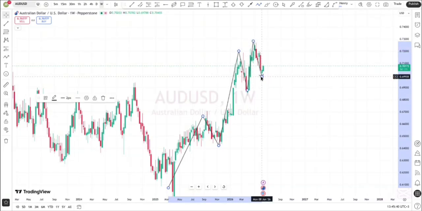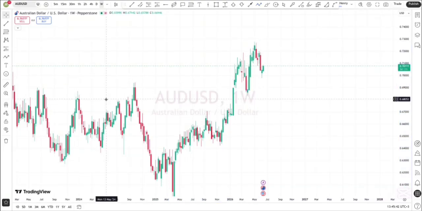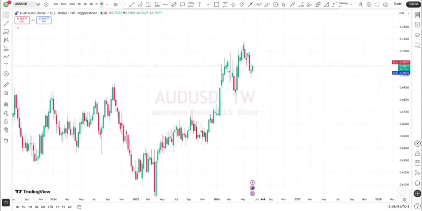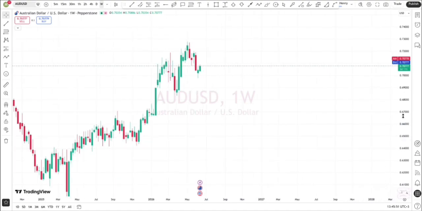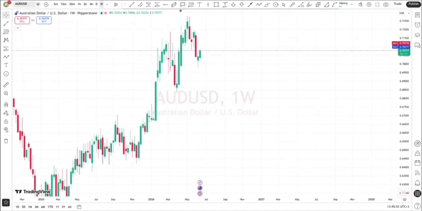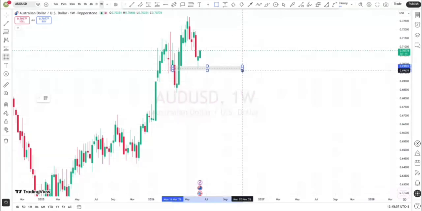Now from this point, there is something I'm trying to look out for. I'm not interested in any of these moves. What I'm interested in is this part here. By being interested in that part, there is something I can see happening here. The first thing, there is a balanced price range which you can see here. The market has made a BPR here.